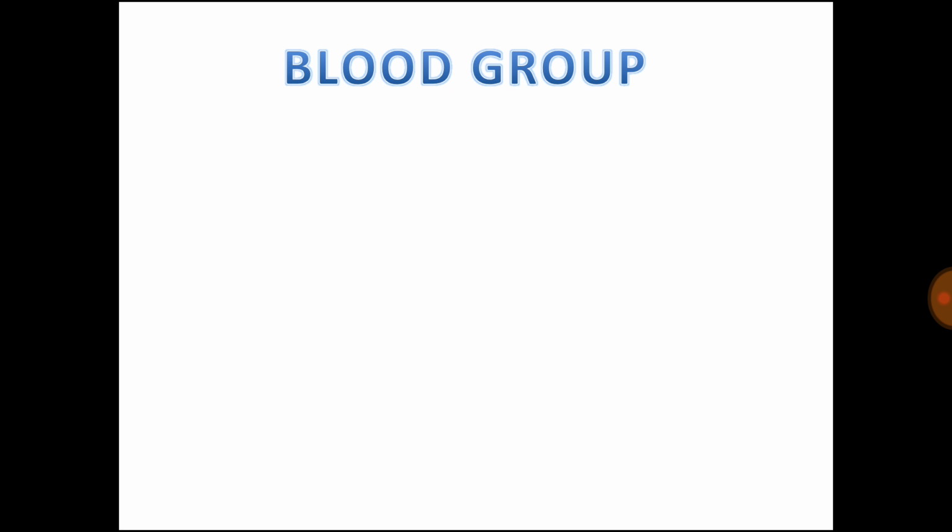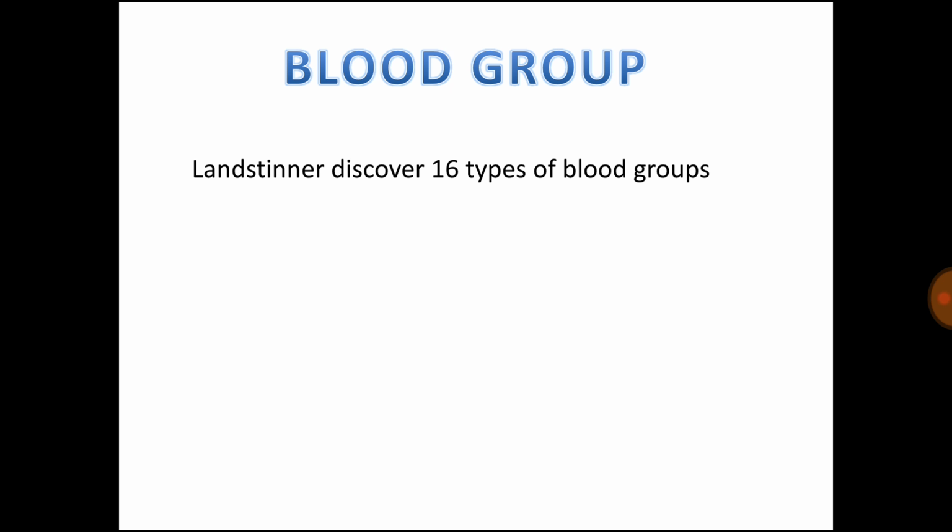Next, we're talking about blood groups. We read various topics in blood groups, like types, ABO type, RH factor, and blood transfusion. First, we're talking about types. Landsteiner discovered the types of blood groups, and the ABO type of blood group has A blood group, B blood group, AB blood group, and O blood group, and they have their special antigens.